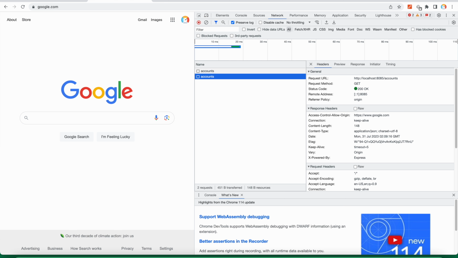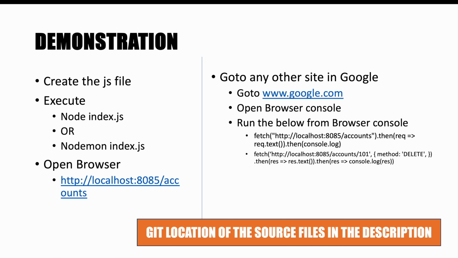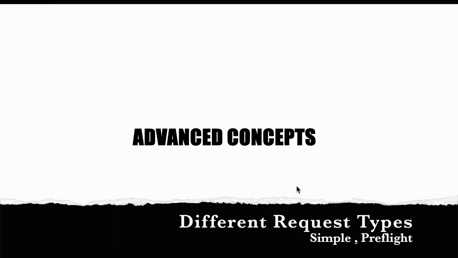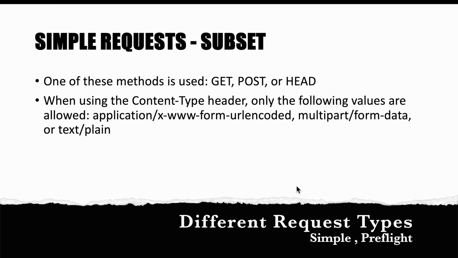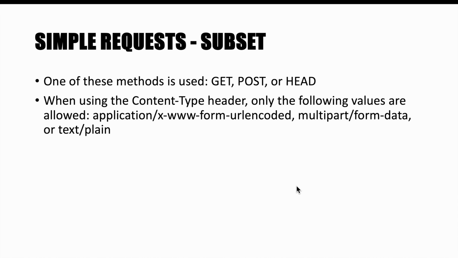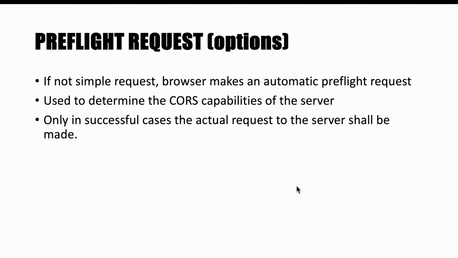Now let's go to some advanced concepts here. All this code, I'll put the Git location of the code in the description of this video. So there are two kinds of requests. Simple requests, any get, post, head, those are simple requests. There are multiple clauses, but the important thing to understand is that there is a simple request and there is a pre-flight request. If you are doing, let's say, a patch or a post, then it is not a simple request, so the browser makes an automatic pre-flight request.